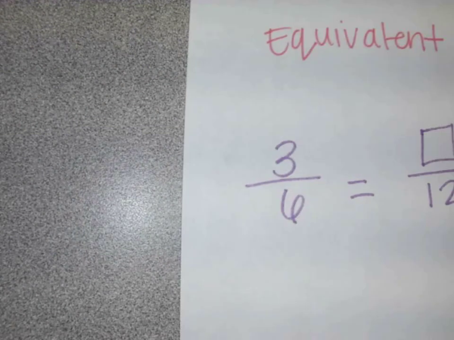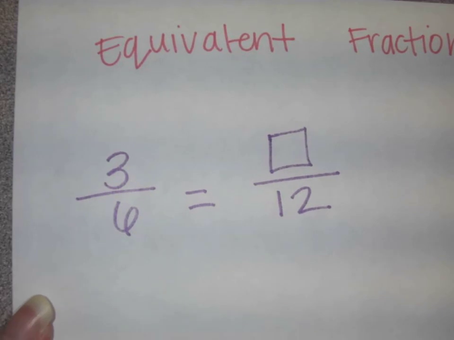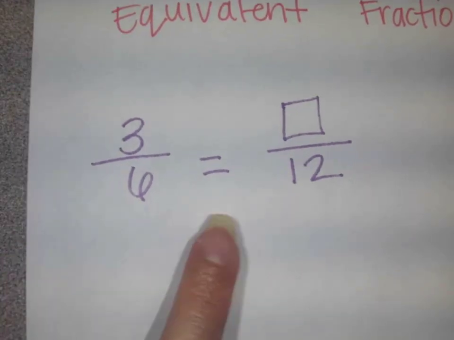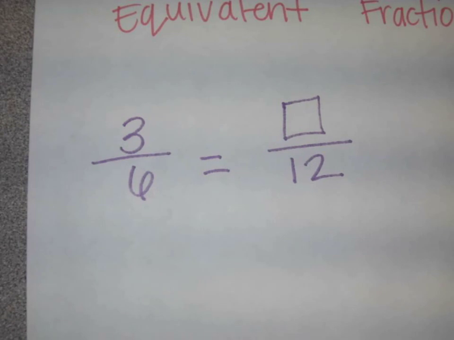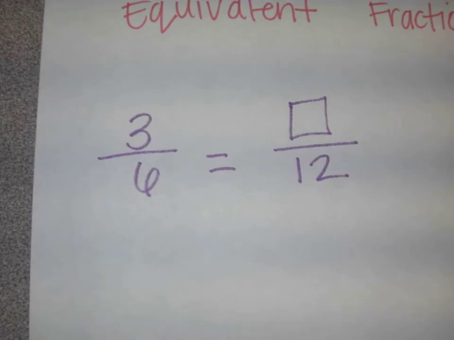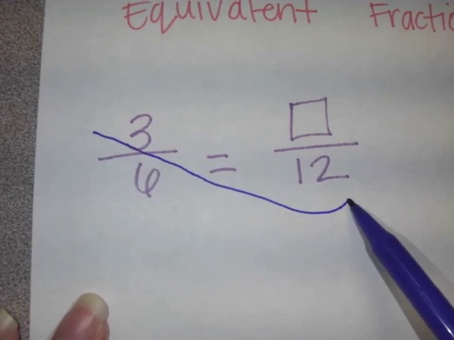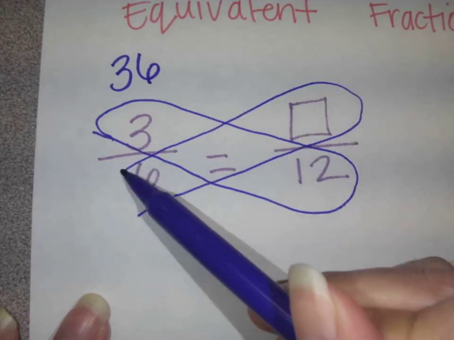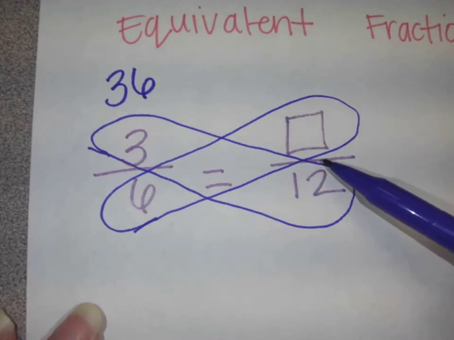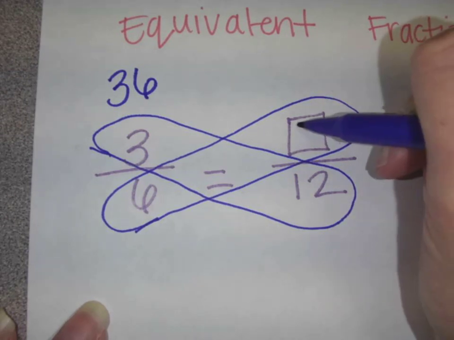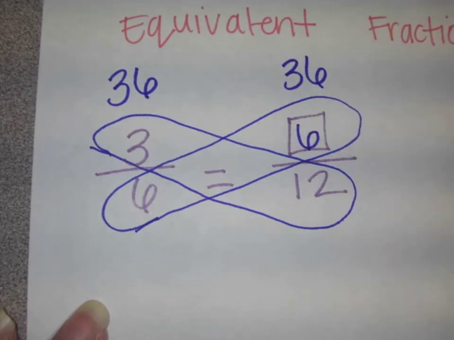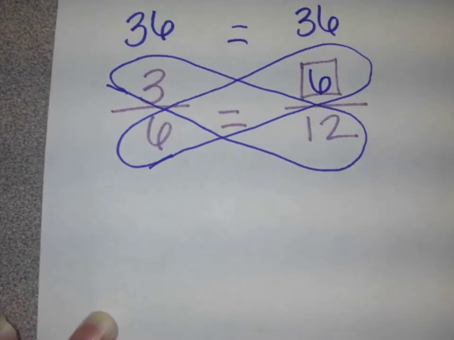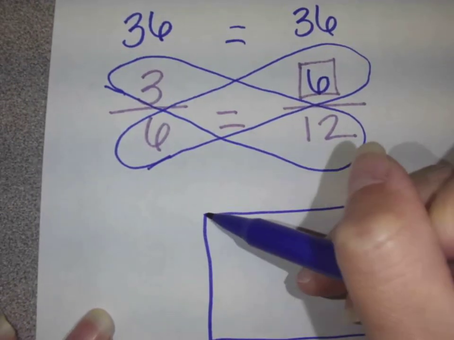Last but not least, let's say you have to find an equivalent fraction. They don't show you pictures, but here they have 3/6 equals blank over 12. You have to figure out the numerator. Well, you can draw a picture, or you can think about when you use the cross multiplying method, you can use your multiplication facts. We know 3 times 12 is 36. Let me write it here. So ask yourself right here, 6 times what equals 36? 6 times 6. So that means 6 would go here, and 36 equals 36. So 6/12 is the equivalent fraction.